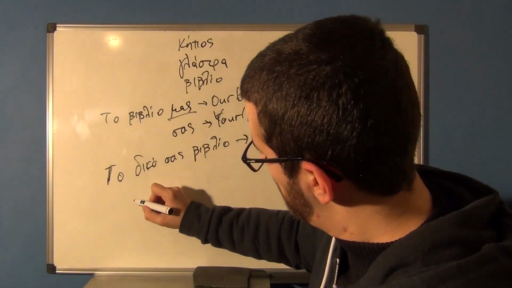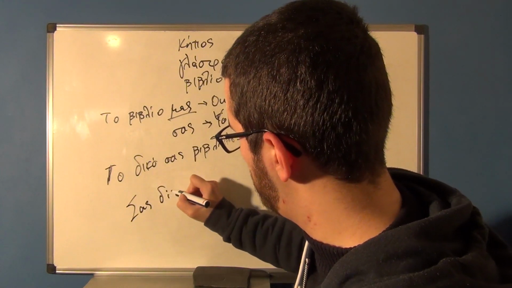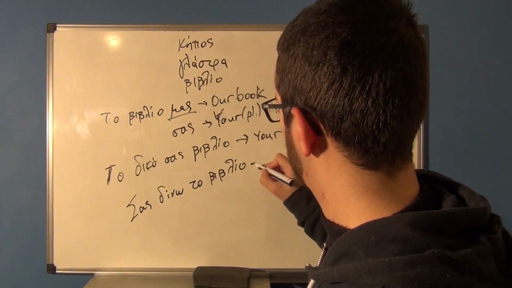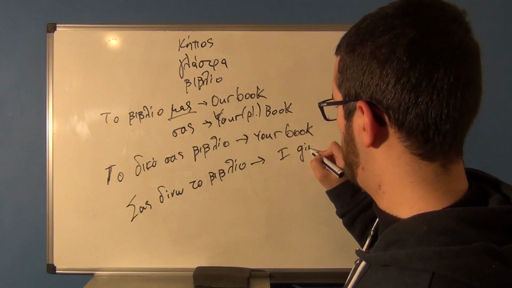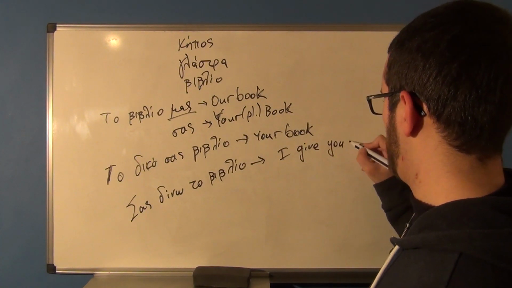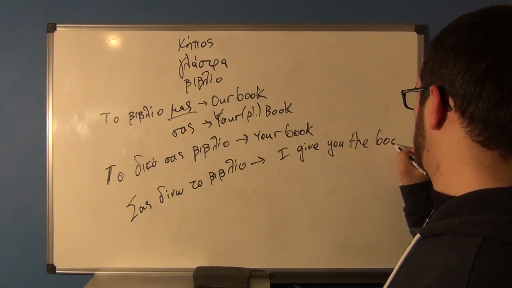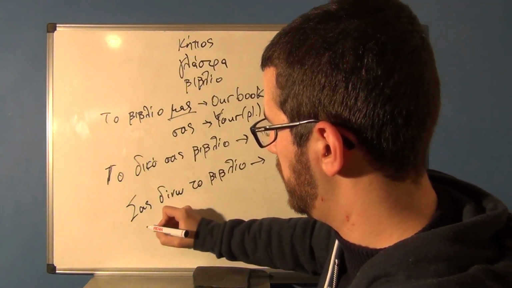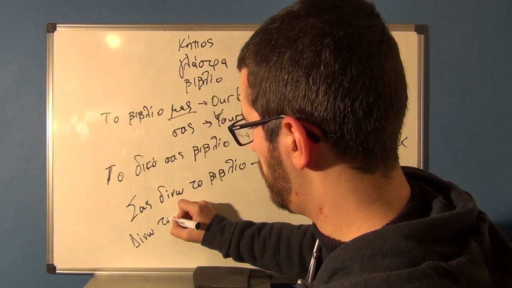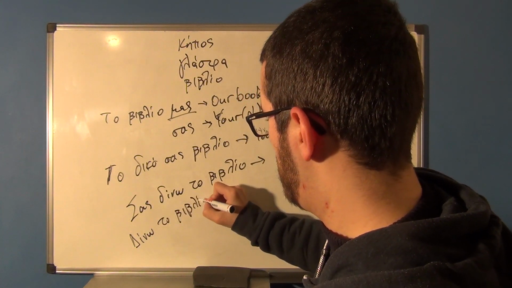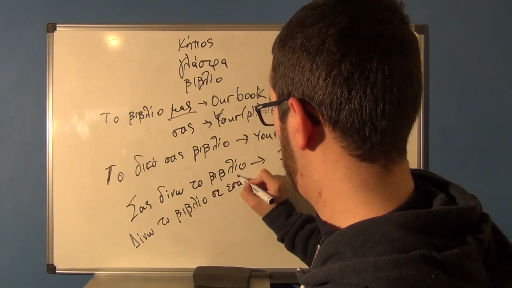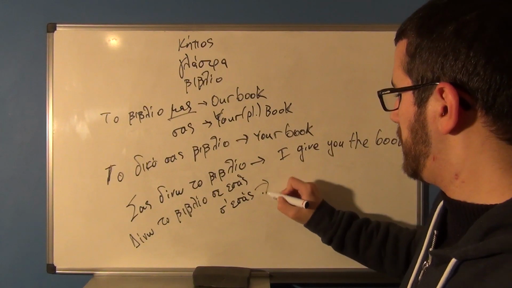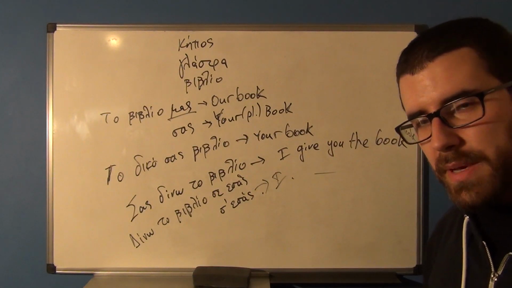And σας δίνω το βιβλίο. I give you the book. And if you wanted to do it the other way, which sounds wrongish, it's like δίνω το βιβλίο σε εσάς, or σ' εσάς. And this is I give the book to you, for that matter.